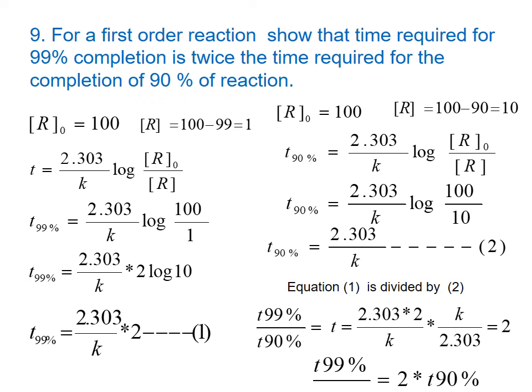Now let's see the question. What is the question? Show that the time required for 99% completion of reaction is twice the time required for the completion of 90% of reaction. See the result: T 99% is equal to 2 into T 90%. So now we proved that result by using this calculation. Clear? Here we took two conditions separately, and separately we found the time required for the reaction. Finally we divided the equations, and after that we got the final result.